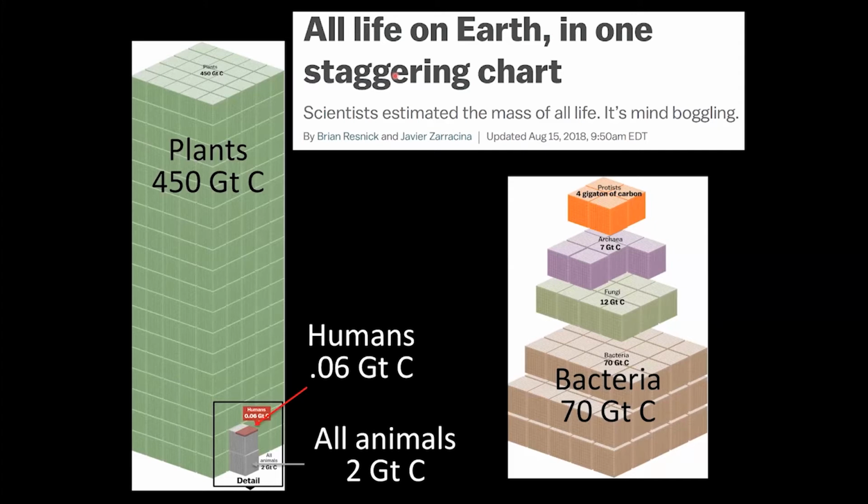And if you're having a hard time finding where we fit into this picture, well, you've got to look really small. All these cubes and squares are scaled to the amount of carbon mass, and humans are down here, 0.06 gigatons of carbon, so really tiny compared to bacteria, 70 gigatons, second only to plants.